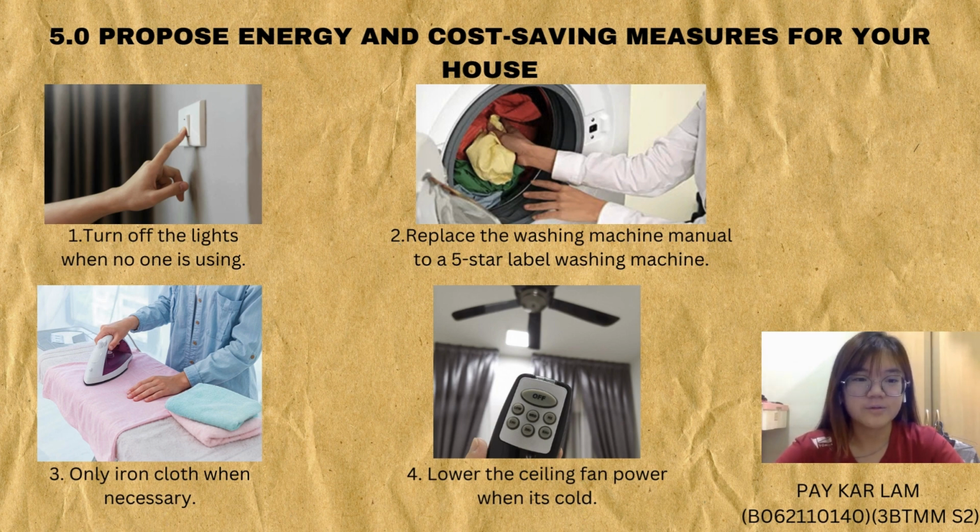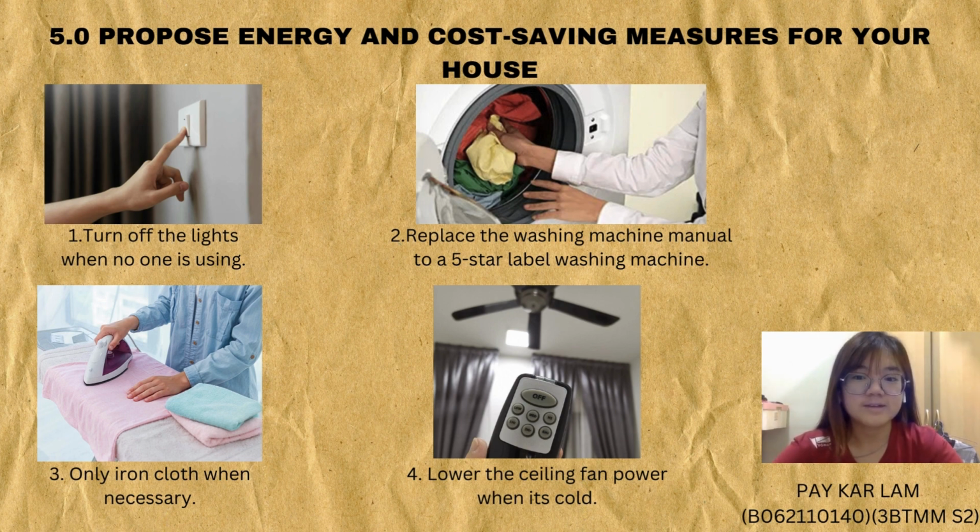Third, only iron clothes when necessary. The energy consumption for iron over the 6 months is 4.68%. Only iron clothes that are easily wrinkled, or also iron clothes at lower temperature. Iron at lower temperature will use lesser energy, which can reduce the energy consumption from 4.68% to 3%.